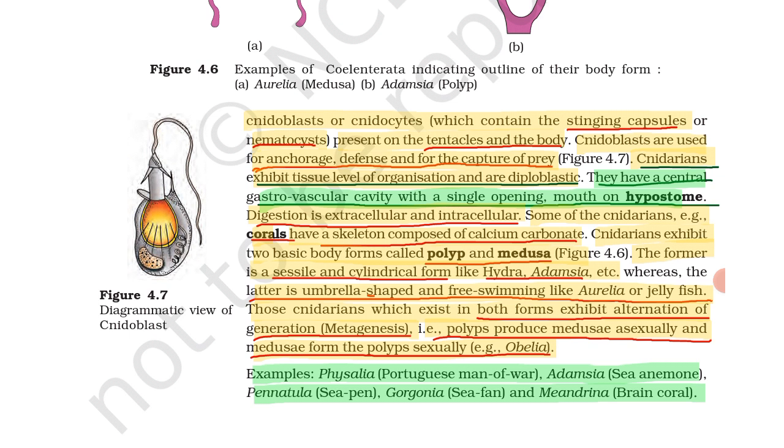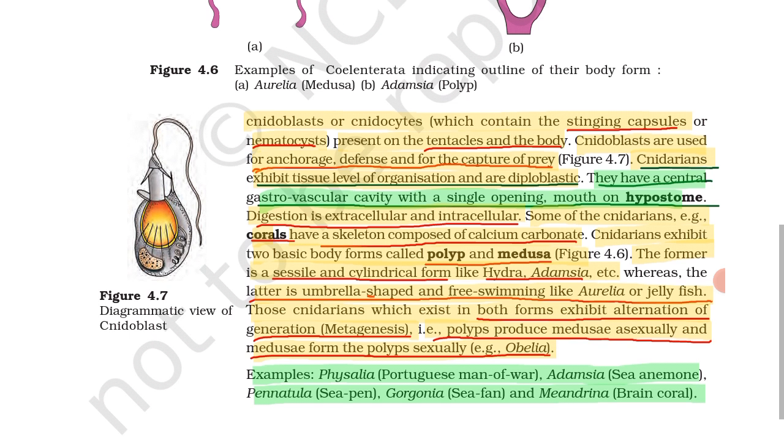Next is some of the cnidarians, for example corals, have skeleton composed of calcium carbonate. So in some of the cnidarians, corals, the skeleton is made up of calcium carbonate. They may ask a question about this. Previously asked question. Some of the example of this cnidaria is corals, because the skeleton is composed of calcium carbonate.